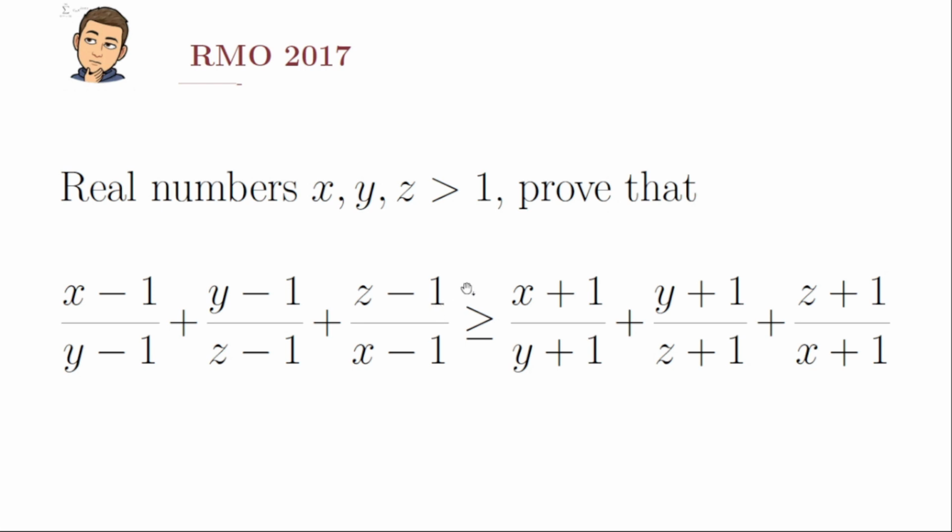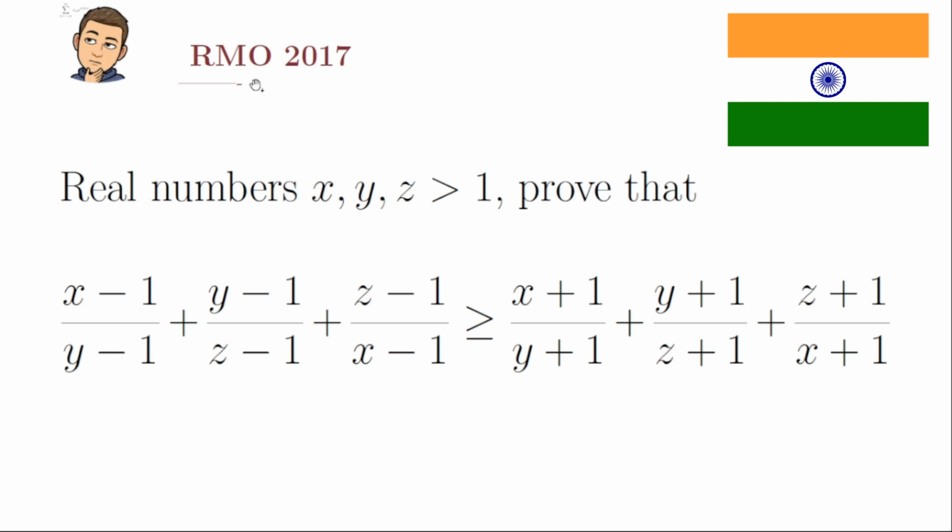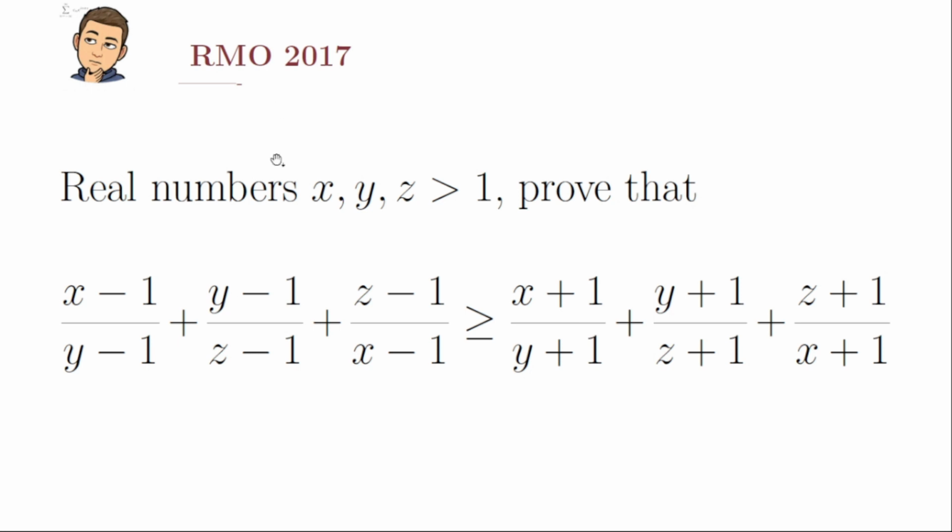Okay, welcome back. This is a problem from the Regional Math Olympiad in 2017, Indian RMO. We must show that this inequality is true for real numbers x, y, z that are bigger than 1. So the inequality is (x minus 1)/(y minus 1) plus (y minus 1)/(z minus 1) plus (z minus 1)/(x minus 1) is bigger than or equal to (x plus 1)/(y plus 1) plus (y plus 1)/(z plus 1) plus (z plus 1)/(x plus 1).